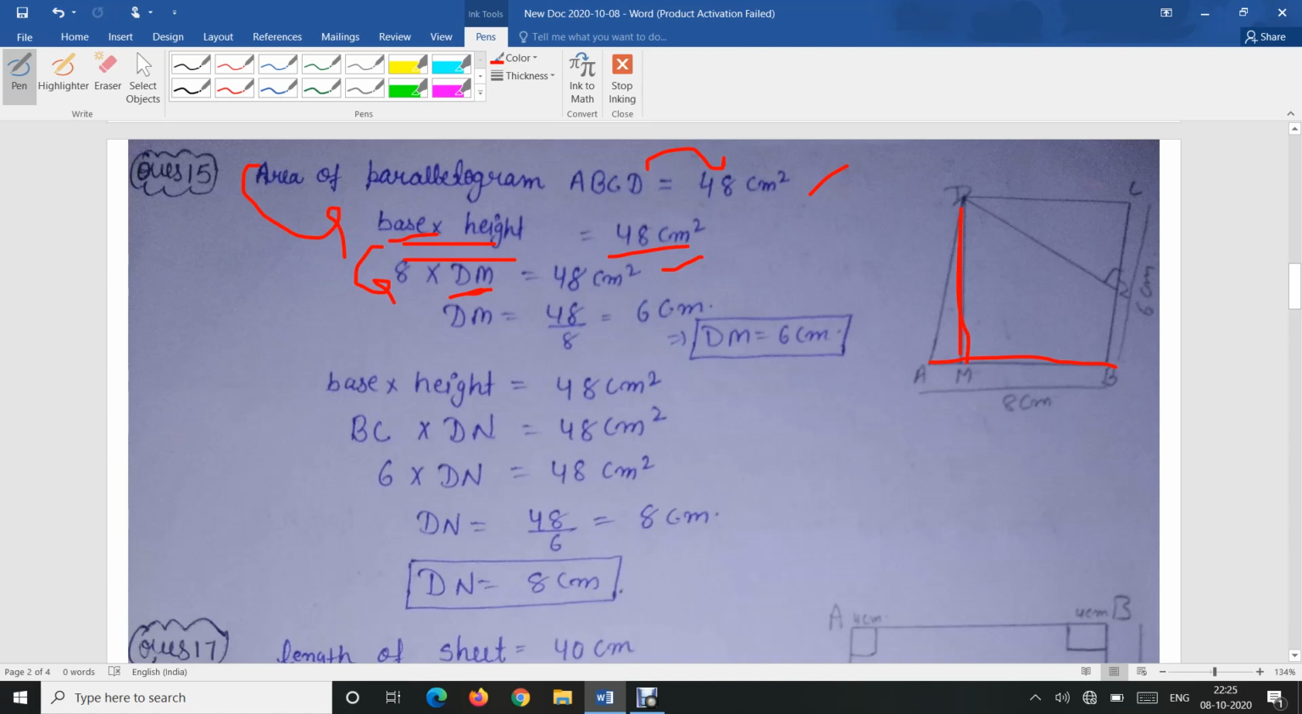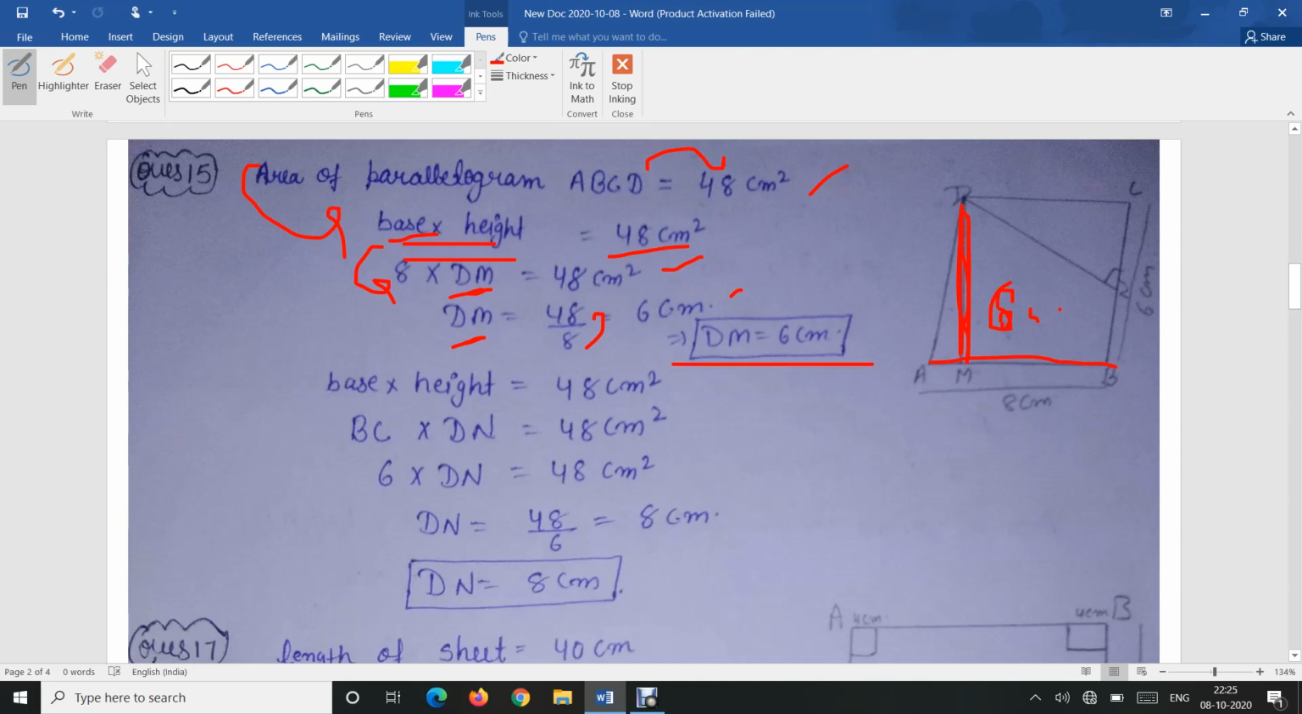So from here you can find out the value of DM by taking this 8 to the right hand side, and it will divide 48. So it will be 6 centimeter. That means the length of DM is 6 centimeter. So DM is 6 centimeter.